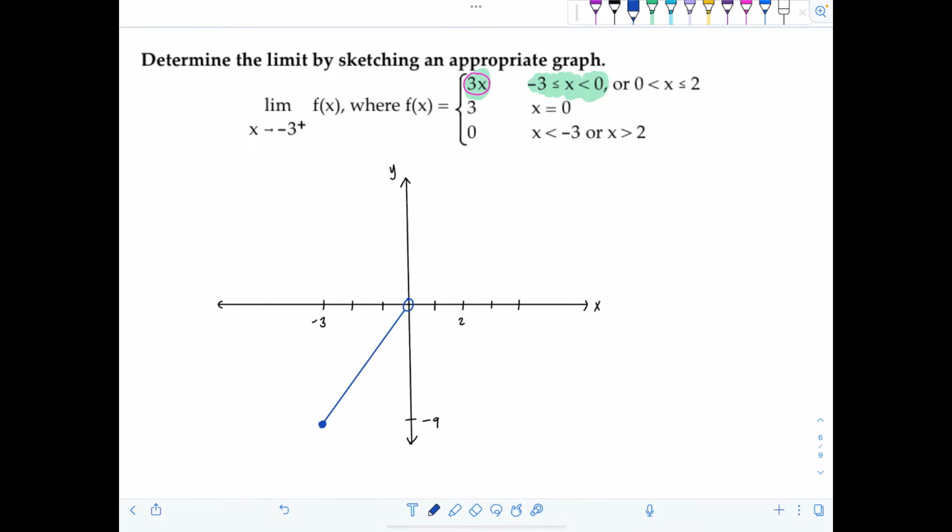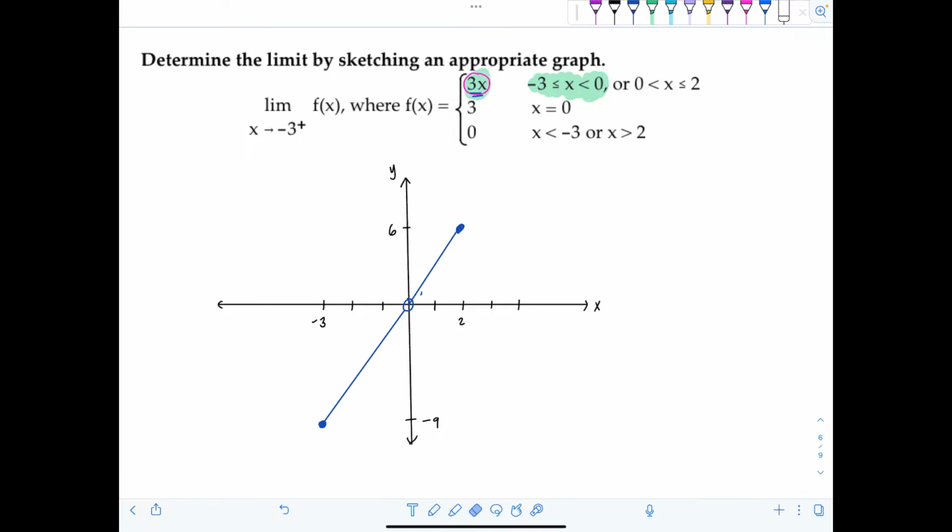Connect all that. Or x is greater than 0, less than or equal to 2. So if x is 2, 3 times 2 is going to be 6. That was 9. I'll just say this is 6. Well, the slope should be the same. So just continue onward. I can make it just a wee bit better. Lovely. And closed circle here.